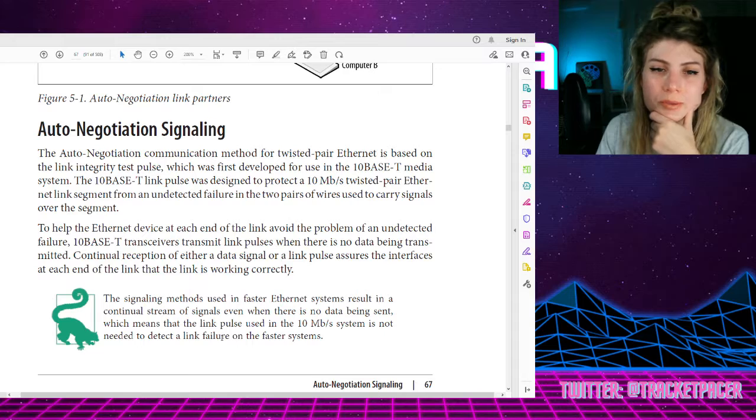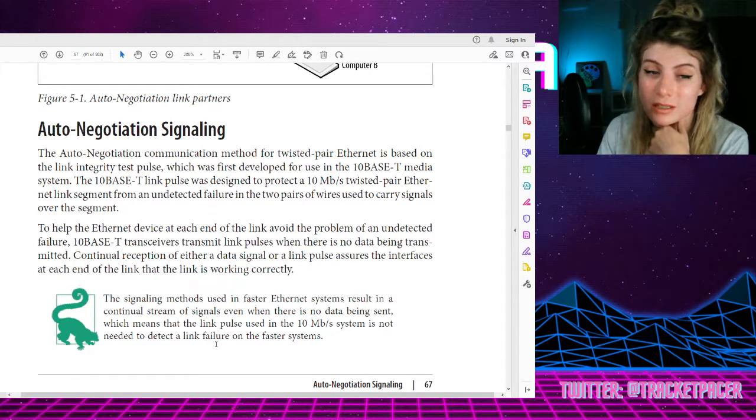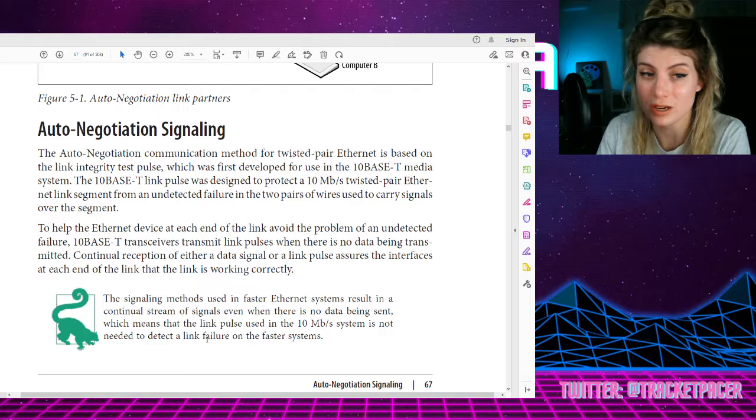The auto negotiation communication method for twisted pair Ethernet is based on the link integrity test pulse, which was first developed for use in the 10 base T media system. The 10 base T link pulse was designed to protect a 10 megabit per second twisted pair Ethernet link segment from an undetected failure in the two pairs of wires used to carry signals over the segment. To help the Ethernet device at each end of the link avoid the problem of an undetected failure, 10 base T transceivers transmit link pulses when there is no data being transmitted.